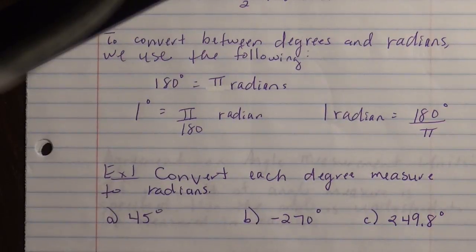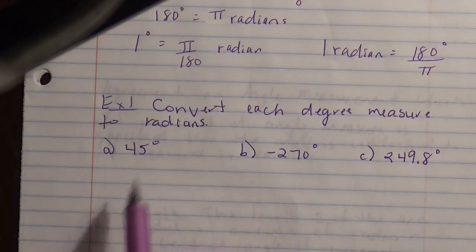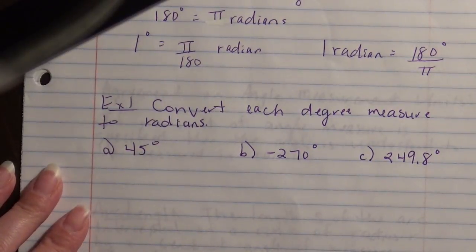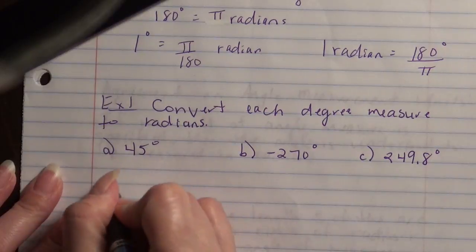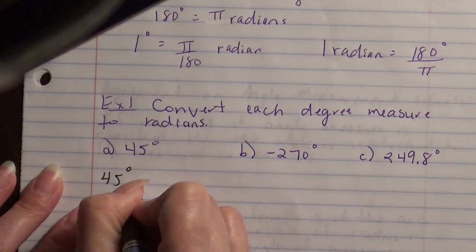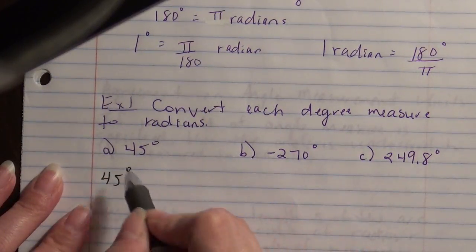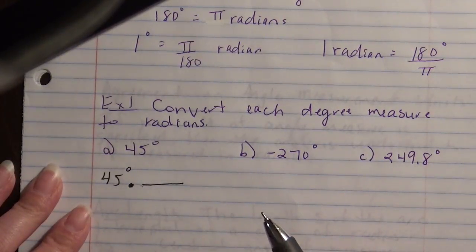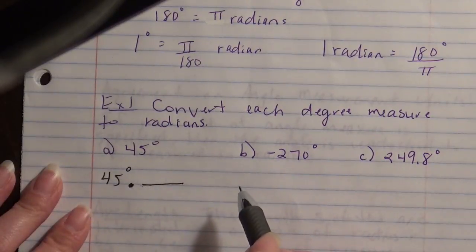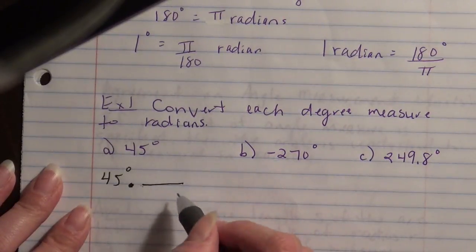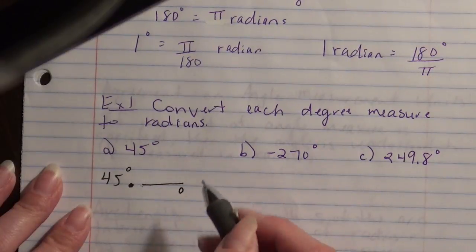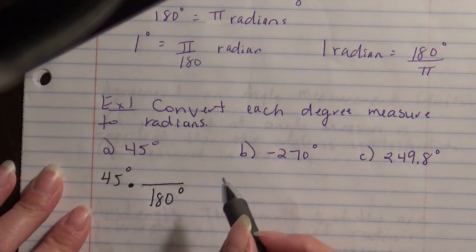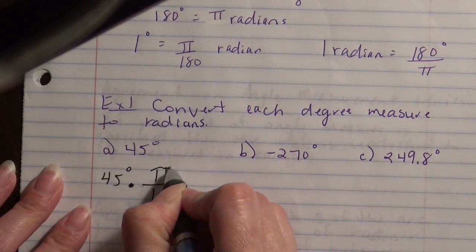Alright, so in example 1, we want to convert each degree measure to radians. So part A, I've got 45 degrees. When you do this, I think it will be helpful if you think of it in terms of dimensional analysis, where you're going to multiply by a conversion factor, and you want to be left with a radian, so you need degrees to cancel out. So in your denominator, you would put your 180 degrees. That way degrees will cancel. And in the numerator, we know that we need to have pi.